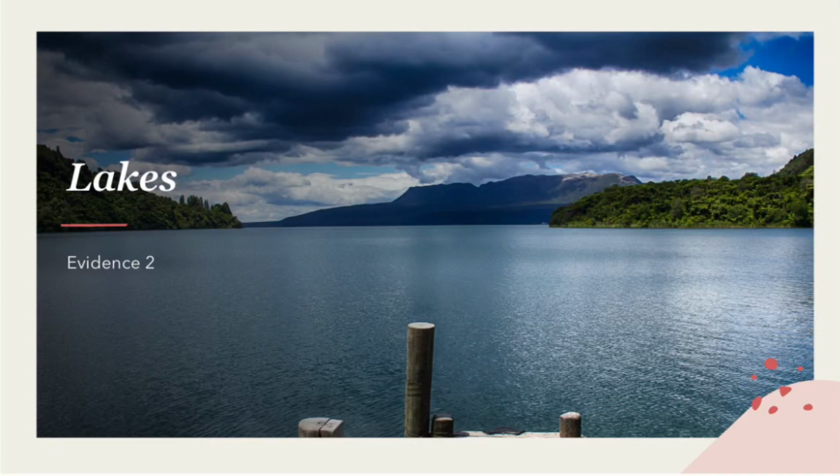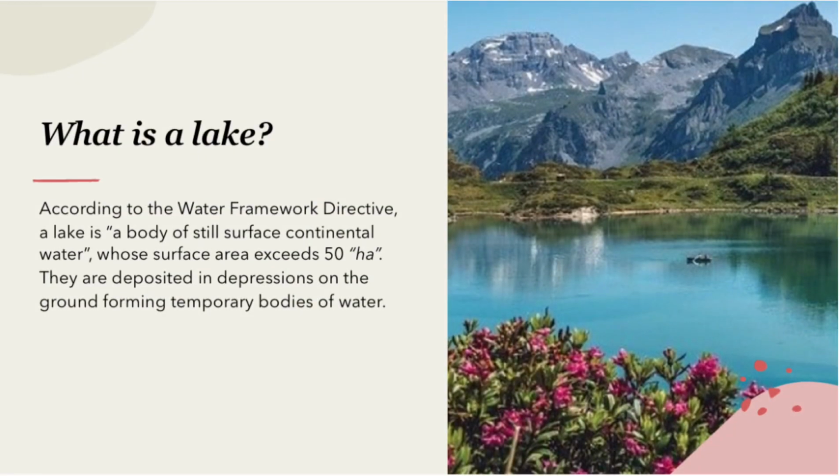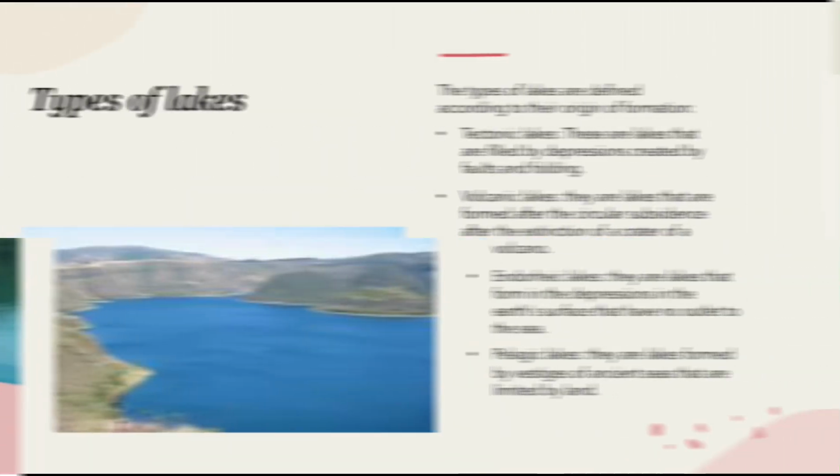What is a lake? According to the Water Framework Directive, a lake is a body of still surface continental water whose surface area exceeds 50 hectares. They are deposited in depressions on the ground, forming temporary bodies of water.